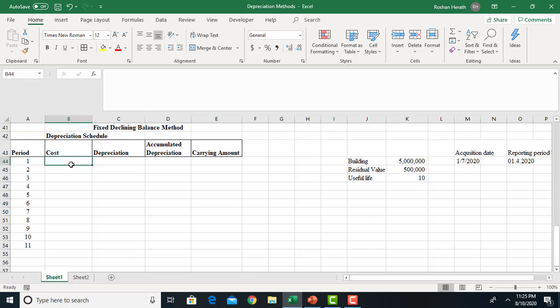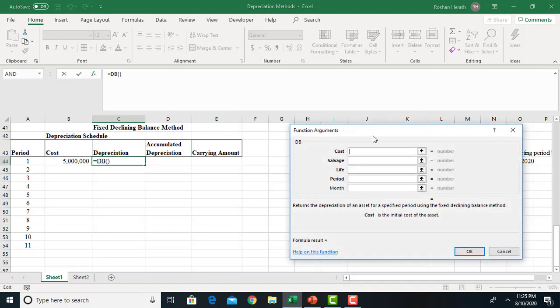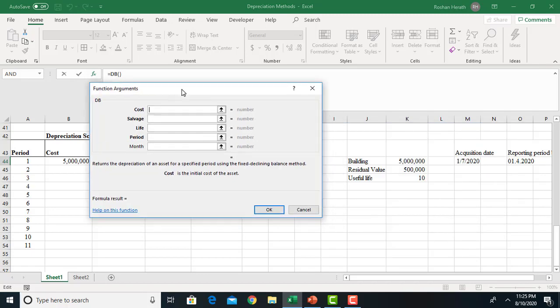The cost information, you can simply get them and make it constant. The depreciation, so how do you compute? That is called fixed declining balance. The cost information can be taken as 5 million. The salvage value or the residual value is 500,000. The life is there, that is 10 years. The period, you may refer to 1.